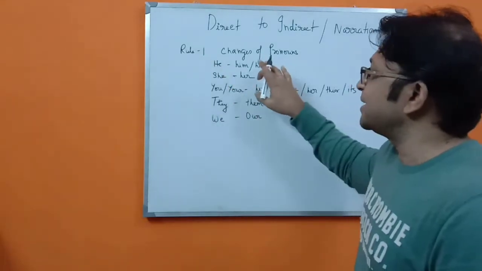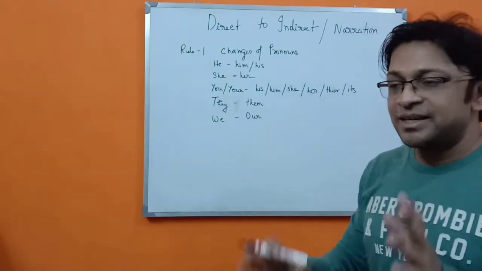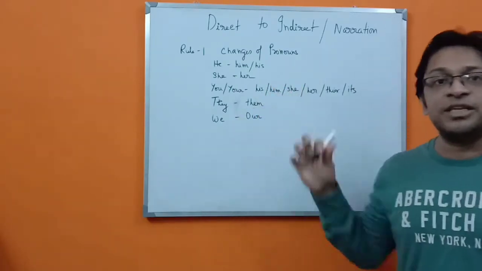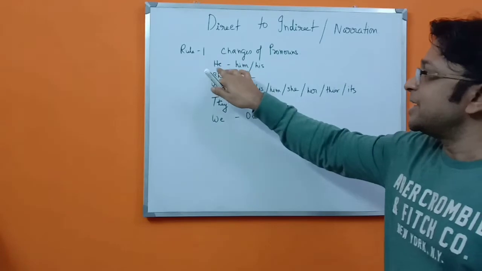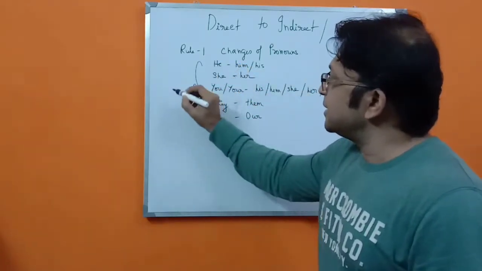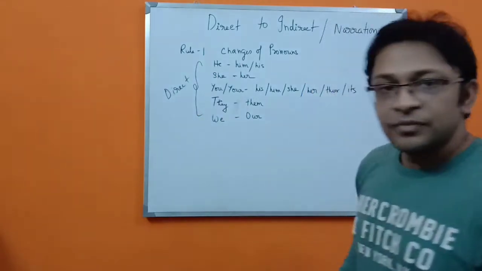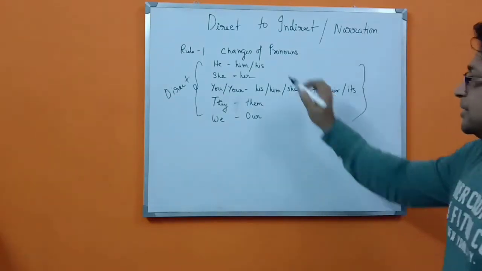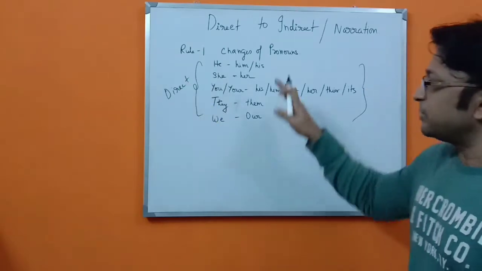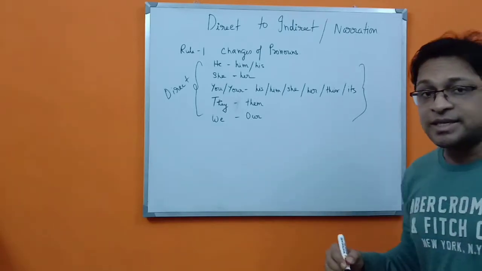So rule number 1 is changes of pronouns. In my previous video on voice change also, you have seen that there are changes of pronouns. In direct to indirect also, there will be changes of pronouns. So as you can see, he will transform into him or his. These things on my left hand side will be given in the direct sentence. On my right hand side, these are the things you have to change while changing the sentence into indirect.